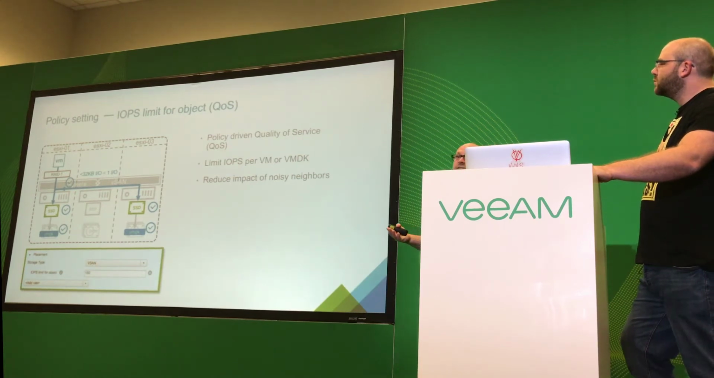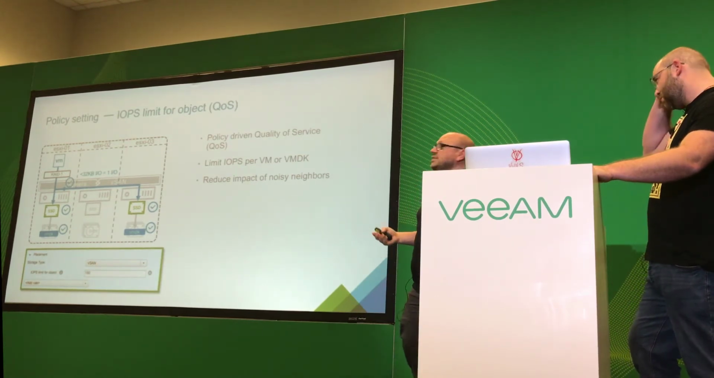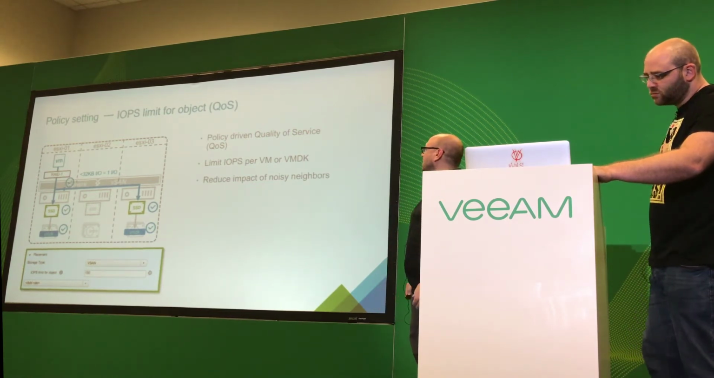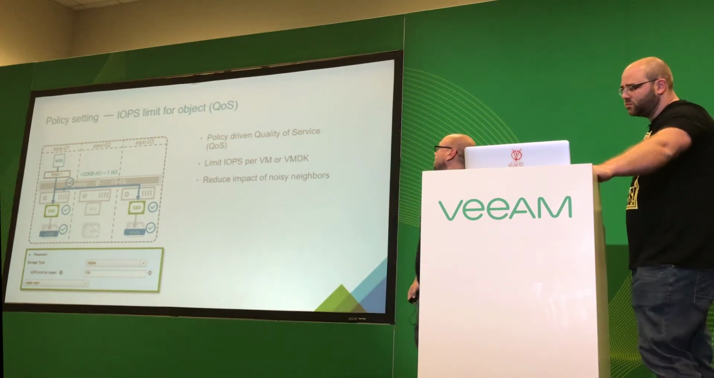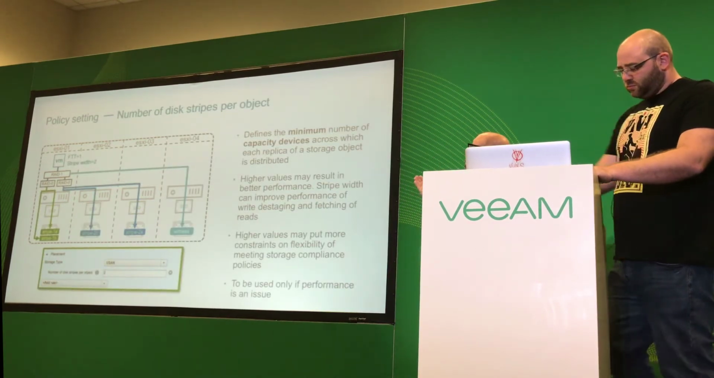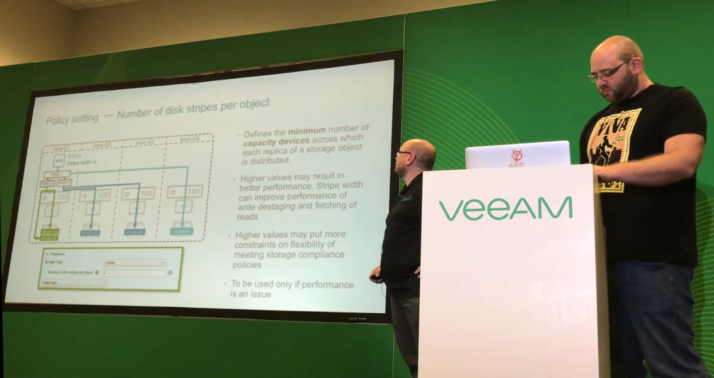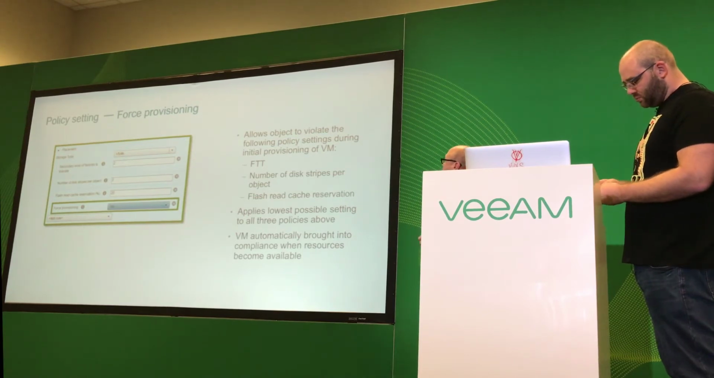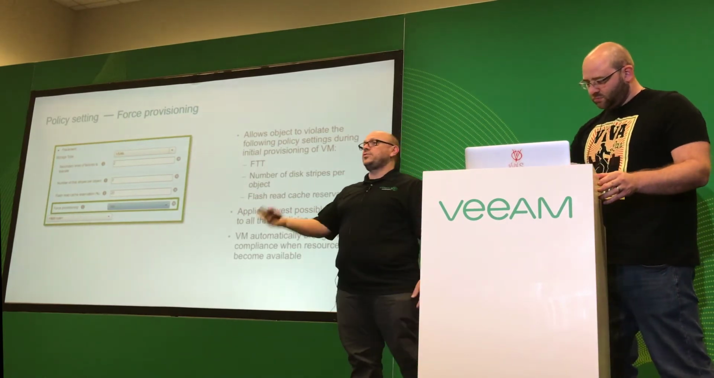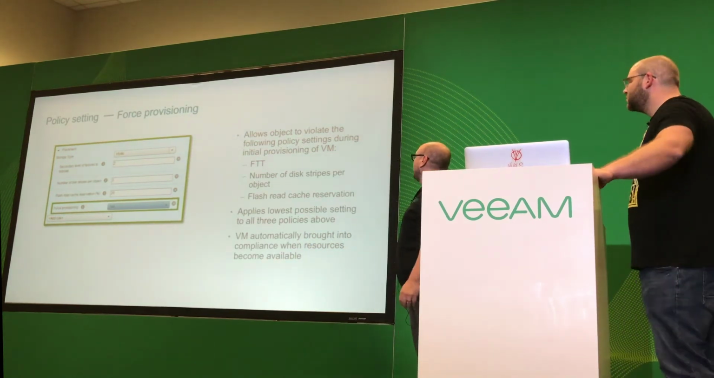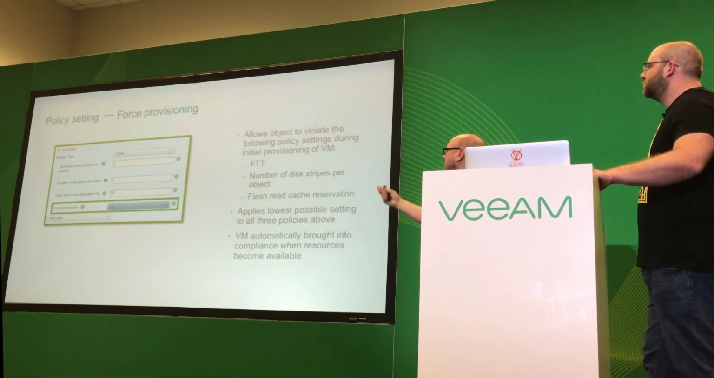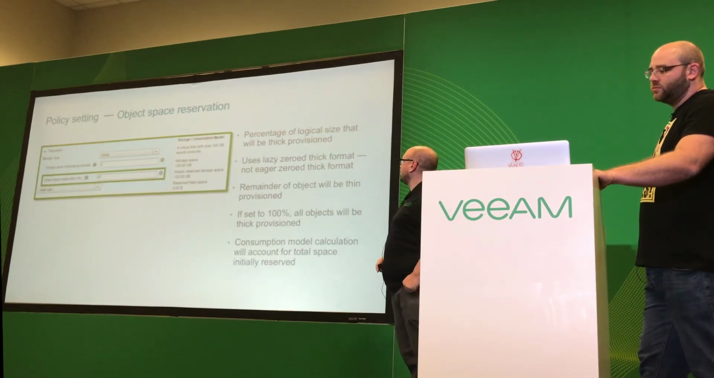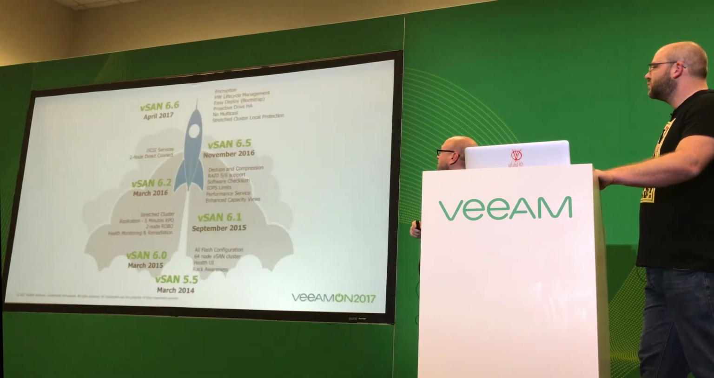You can set IOPS limits inside of QoS limits inside of your vSAN policies as well. So if you have virtual machines that you want to only exceed a certain amount of IOPS, you can predefine those inside of your policies. You can identify the number of disk stripes per object. A new one here is also the ability to do force provisioning. This way you can allow it to violate one of your policies if you wanted to. So it's another way to make sure that you don't actually go down, but you can set the force provisioning in vSAN. And object space reservation as well, which is new in vSAN 6.6.